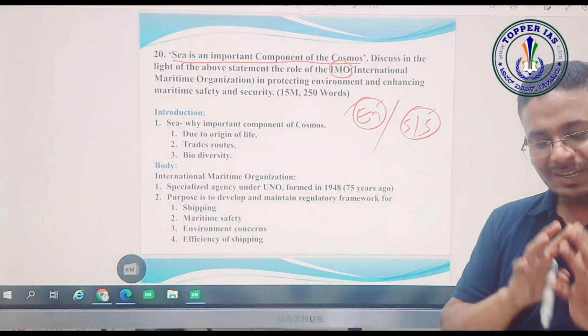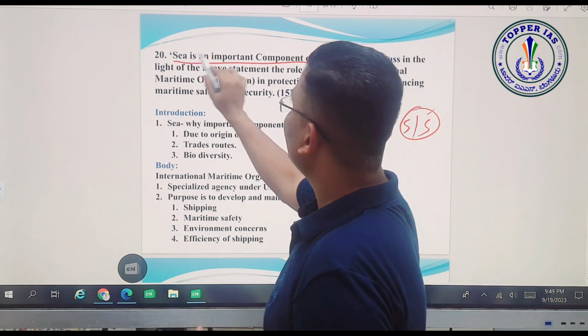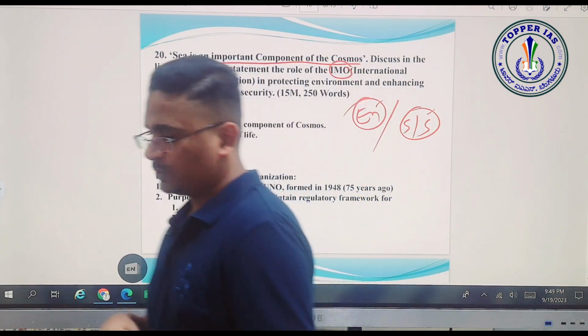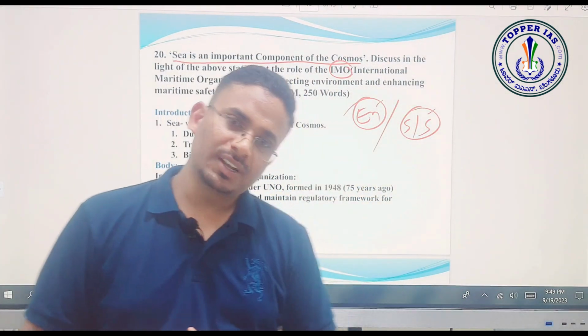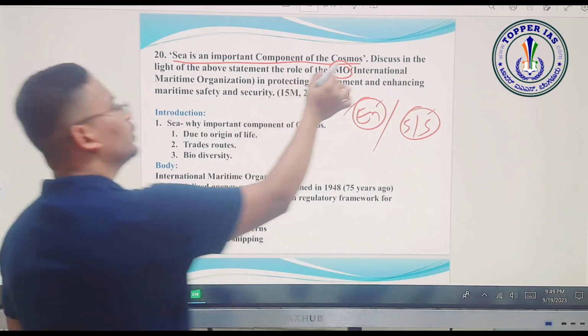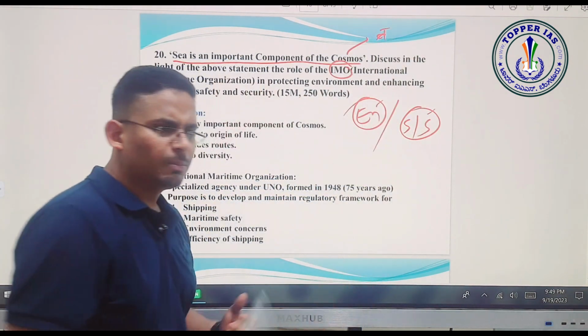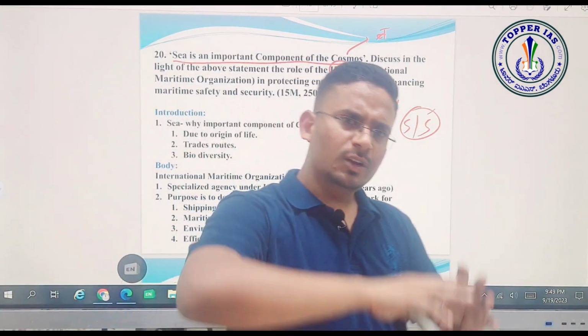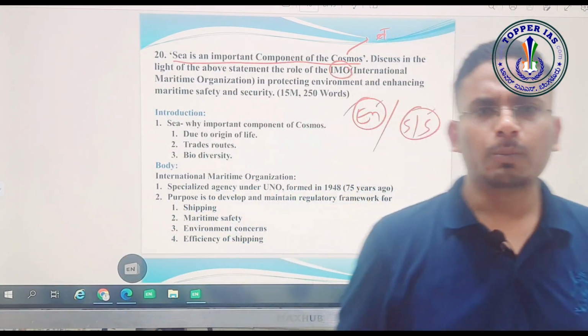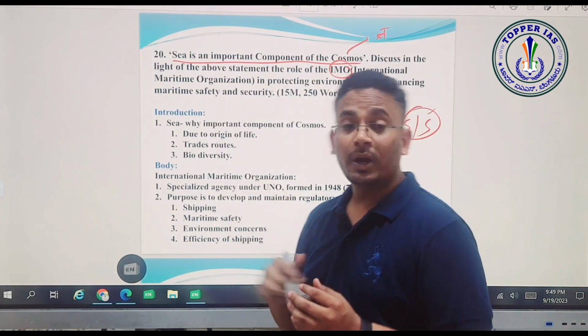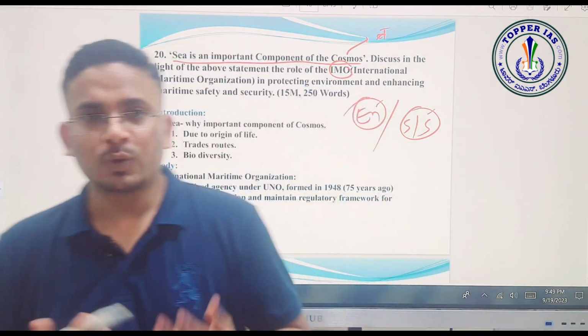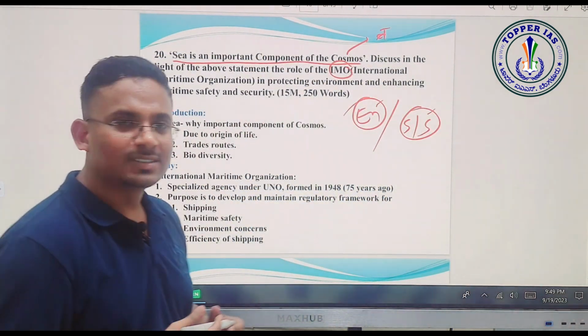Before that, he has given something very interesting, that is, sea is an important component of cosmos. Why has he come up with that point particularly? You have to see cosmos. What do you mean by cosmos? Brahmanda. He's talking about Brahmanda, and he's saying that in the whole of Brahmanda, the most important component is sea. Why is he saying that? You have to question why UPSC is coming up with those things.